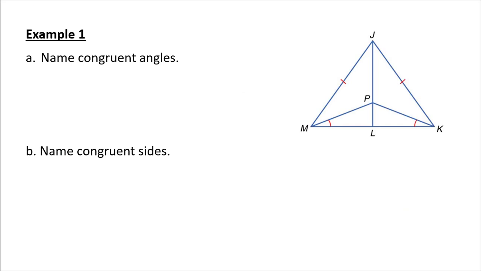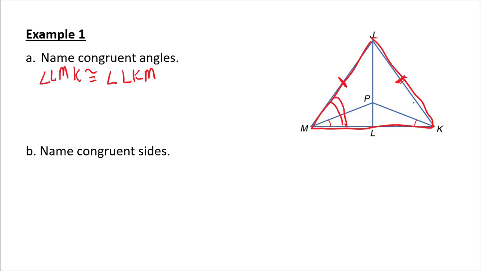Okay, number 1A. Name the congruent angles. So if you look in the big triangle, JMK, this side is equal to that side. So JM is congruent to LK. So therefore angle LMK is congruent to angle LKM. So these, I'm going to say these big angles are congruent.